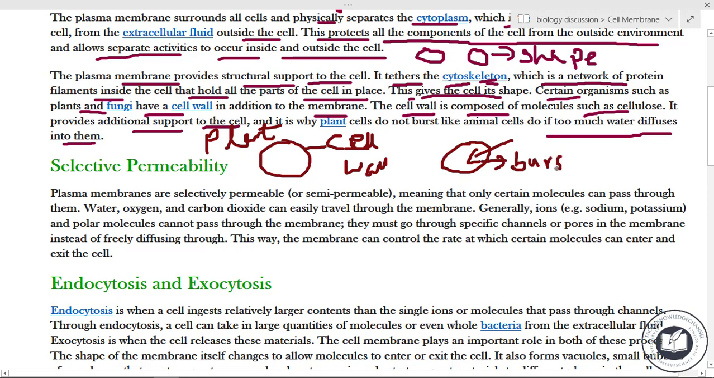So as the water is filling inside the cell, it is going to burst. But in the plant case, it is not so. Why? Because it has a cell wall which is protecting the cell. So this is the difference between an animal cell and a plant cell.